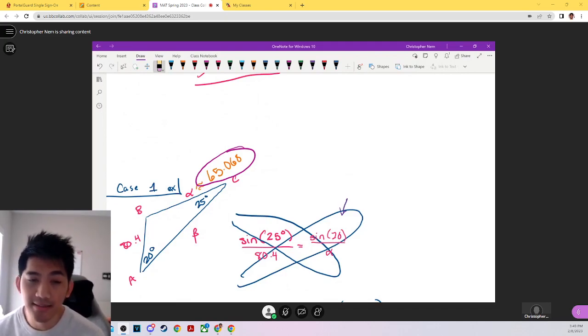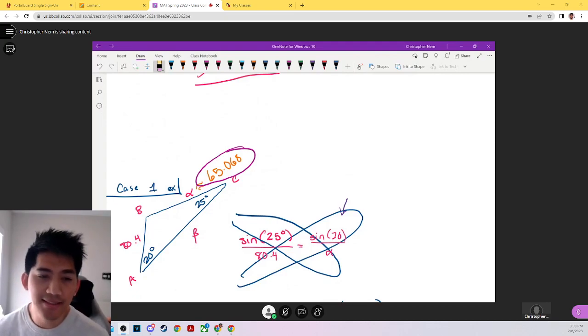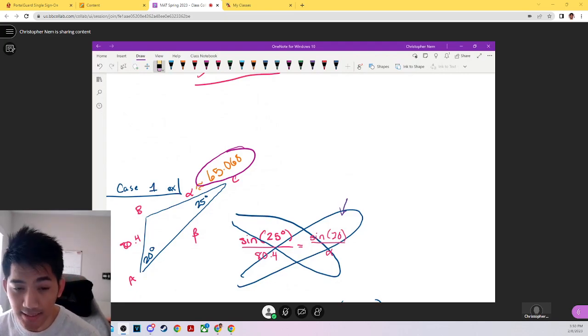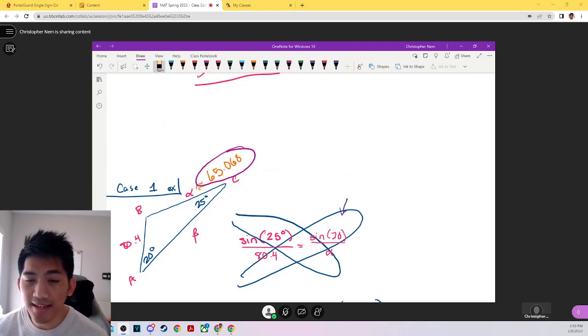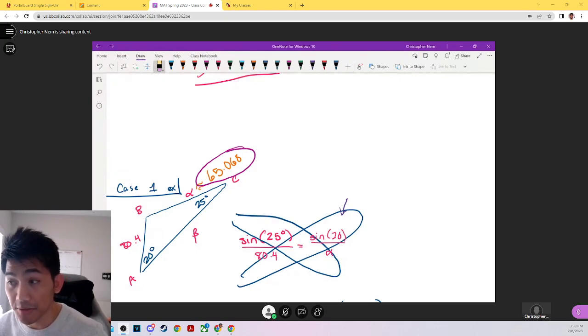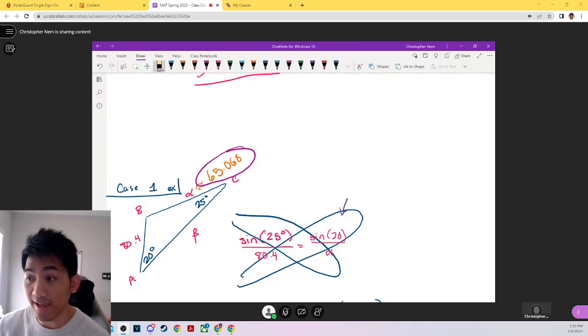I need to relate sine A over alpha to something that is already given to me, both the angle and the opposite side. In this case, I have angle C given, and I also have lowercase c. So I can use sine of A over alpha and set that equal to sine of 25 degrees, which is capital C, over lowercase c, 80.4.